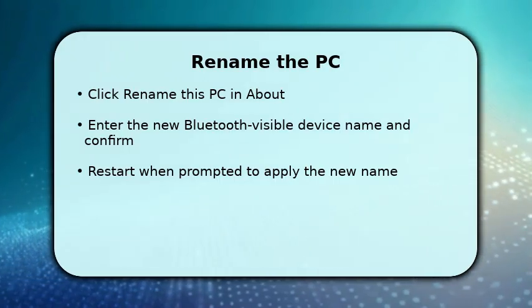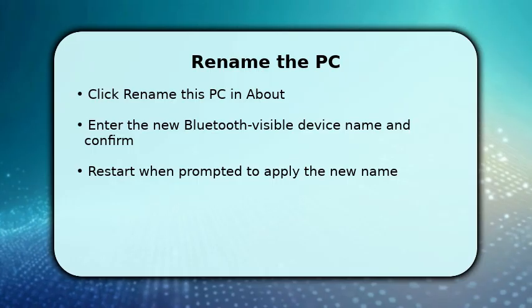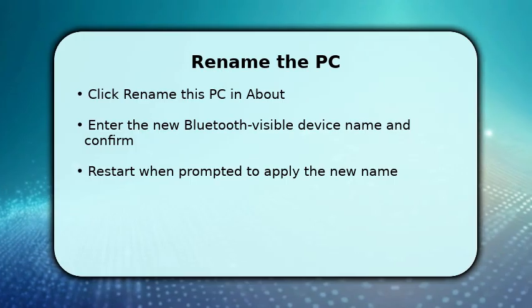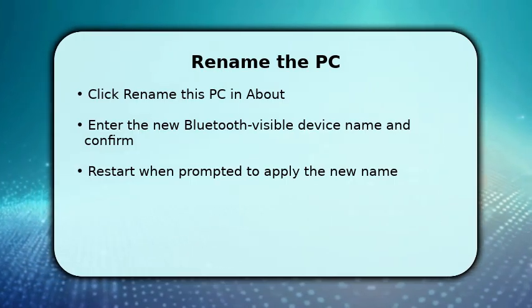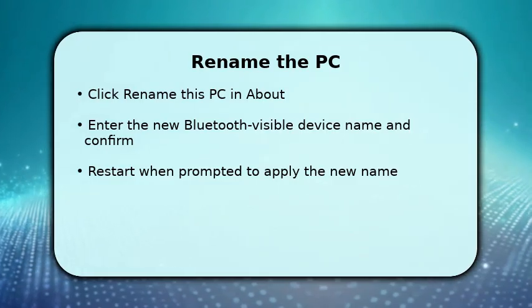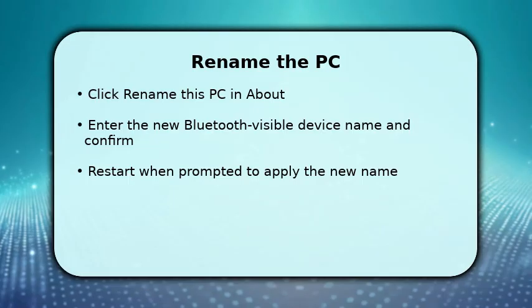After you enter it, Windows asks you to confirm and will prompt for a restart. Accept that restart because the name change doesn't take effect until the system reboots. Once the laptop restarts, the updated device name becomes the Bluetooth broadcast name, and paired devices should show the new label automatically.